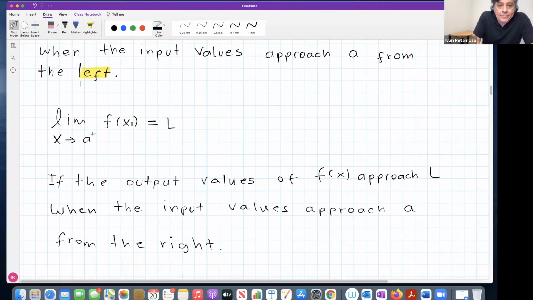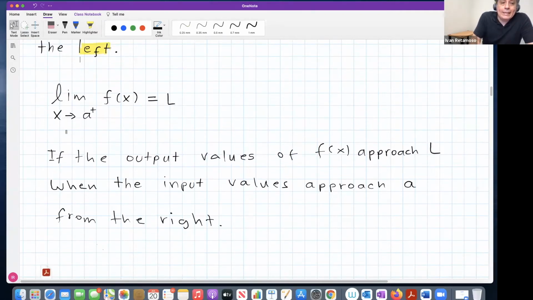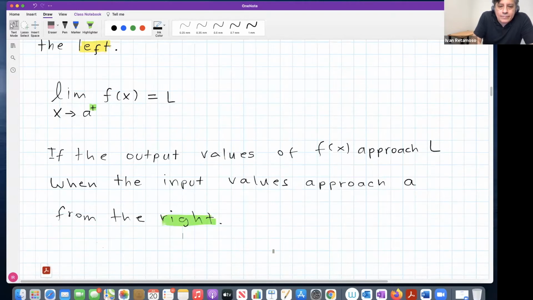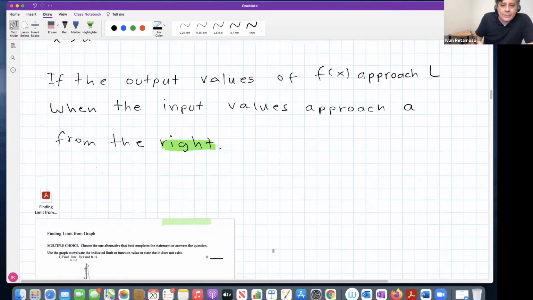And similarly, the limit of f of x as x approaches a from the right is equal to L if the output values of f of x approach L when the input values approach a from the right. Professor, how do you know they're approaching L from the right? Because of this positive sign on the top. These are called one-sided limits. Excellent, great.